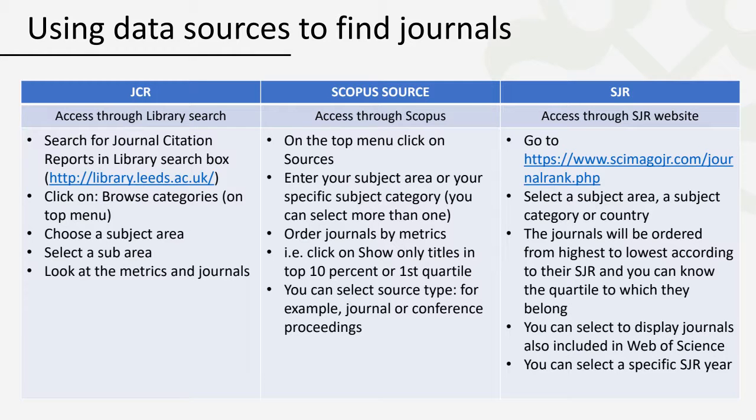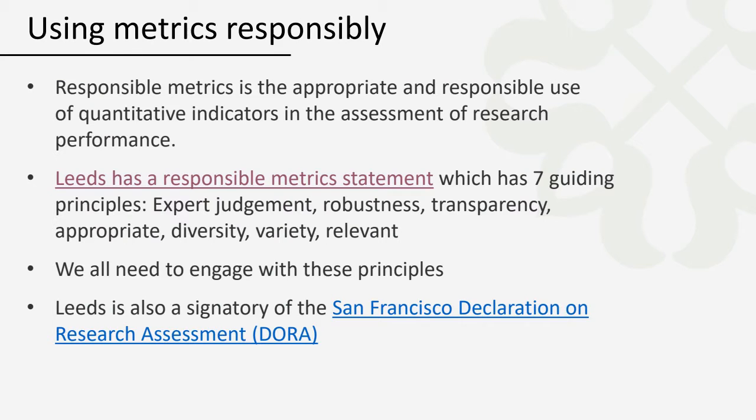Okay, so just moving on then, this slide is really for your reference. It's just a summary of the data sources used to find journals and analyze journal level metrics. So we've got the Journal Citation Reports, Scopus Source module, and the SJR, the SCImago Journal Rank. Okay, so that's for your reference, more of a handout there. I'm not going to speak through all of that, but it's worth you knowing that there are other options.